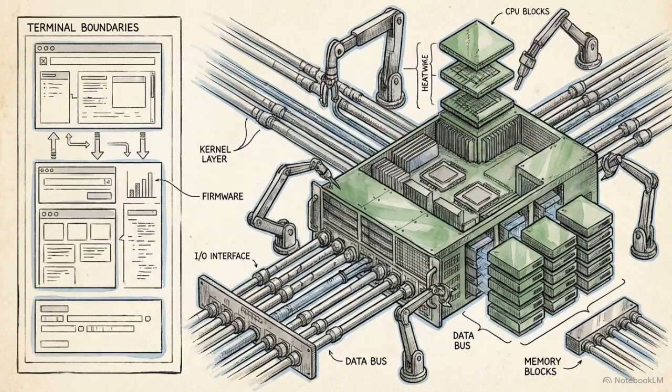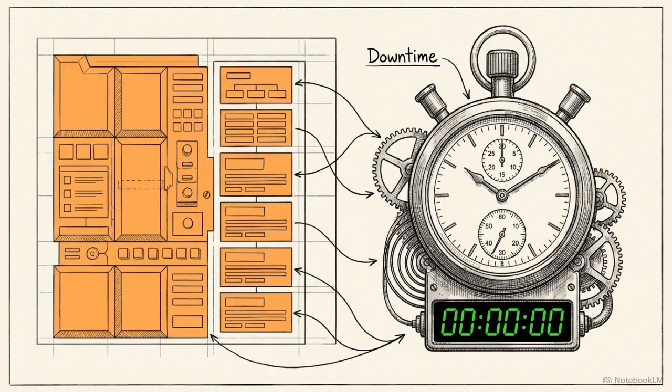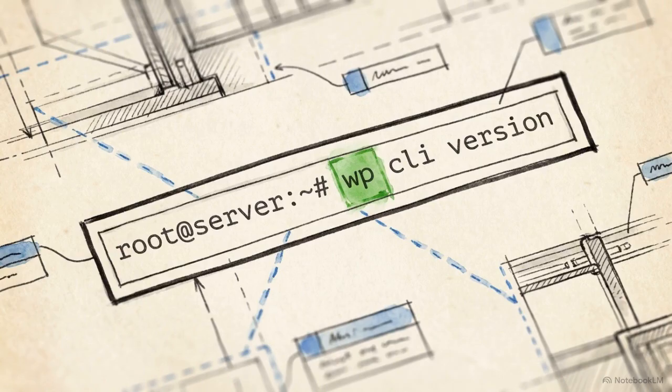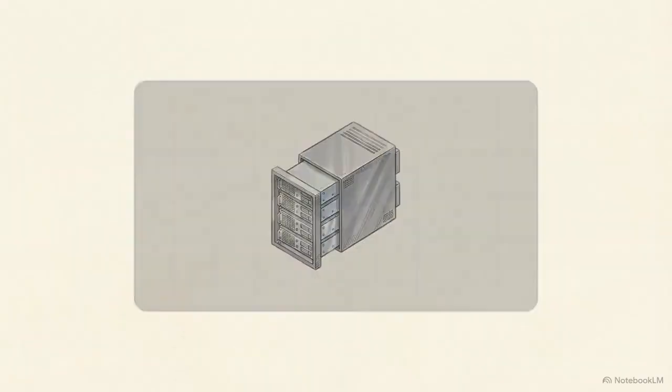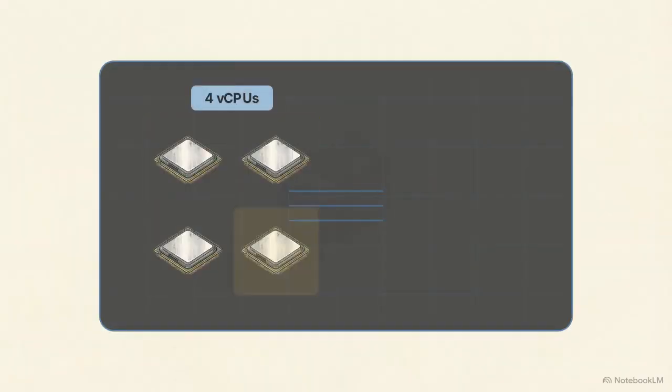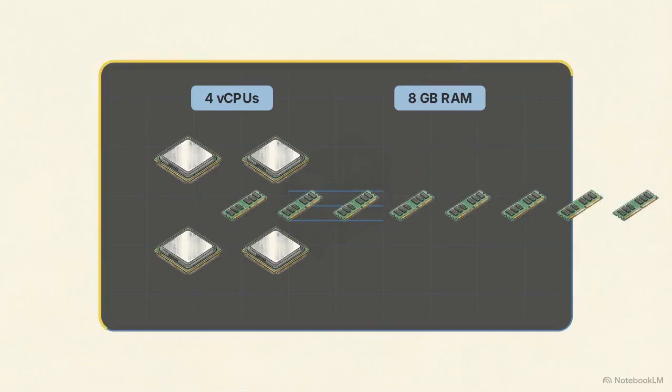This provides a systems-level environment that guarantees the transition executes exactly as planned, preventing layout corruption and keeping downtime to near zero. Executing this method requires specific technical access. You need root SSH permissions, WP CLI installed on the server, and a target virtual machine provisioned with a minimum of 4 vCPUs and 8 GB of RAM.